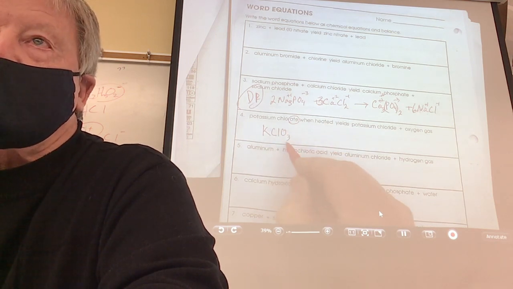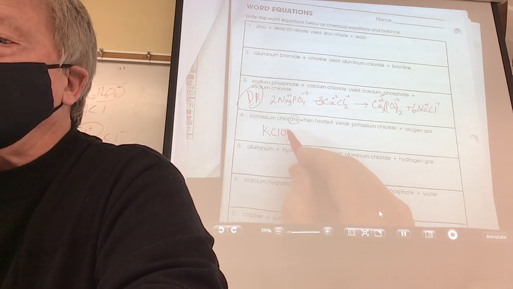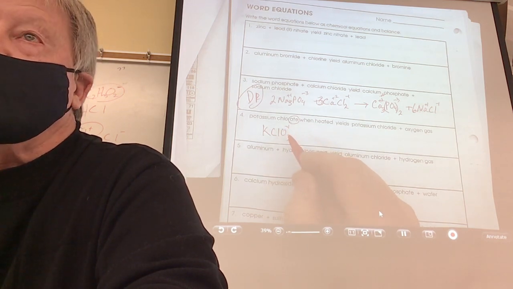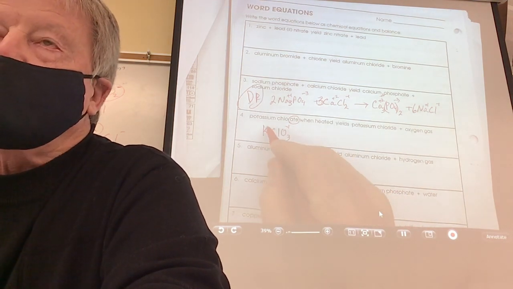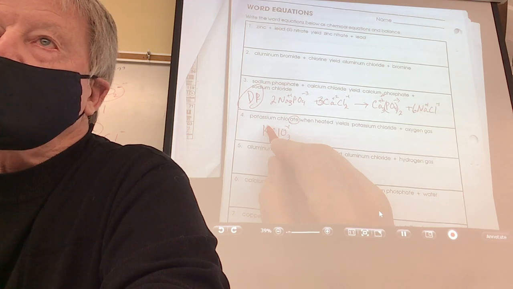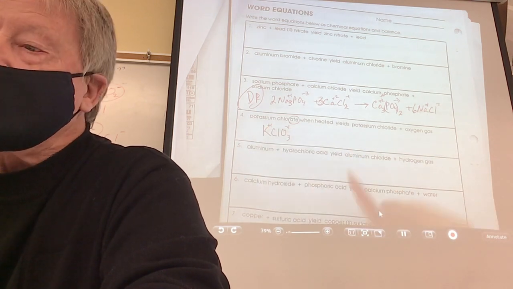Chlorate is ClO3. Do you know the charge on chlorate? Could have been, but -1, right? Tell me the charge on potassium in a compound. Yes. So +1, -1. See, that was not bad. Let's do the next one.